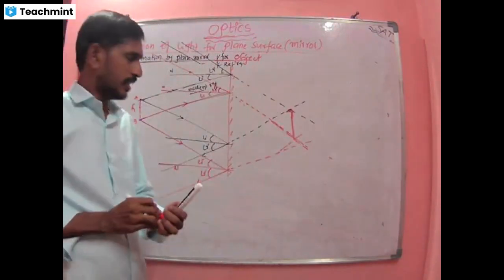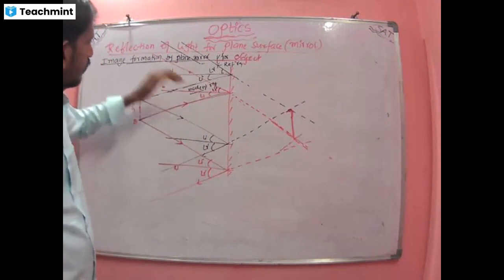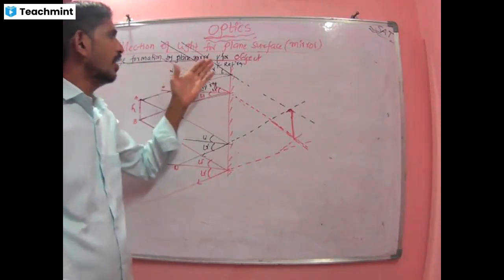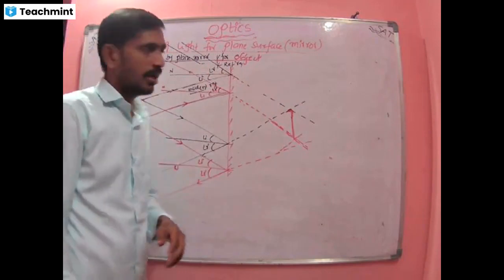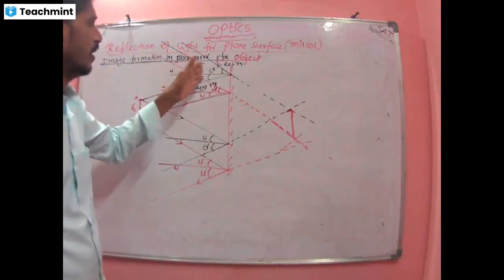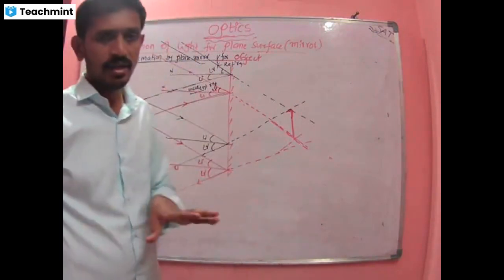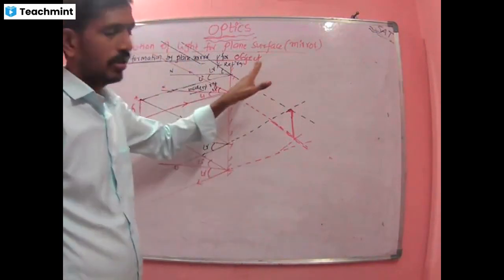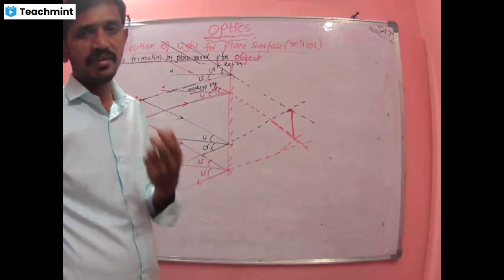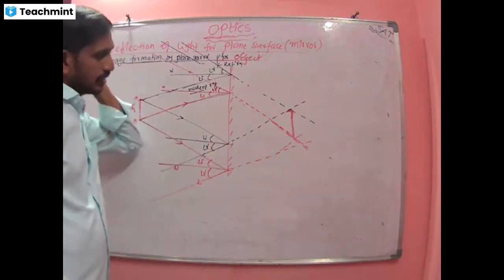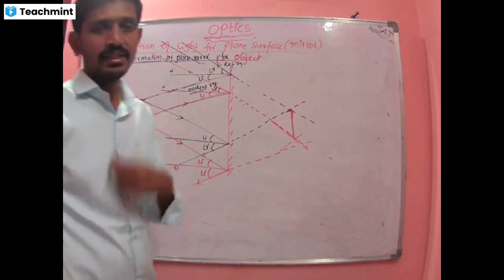Next step. In the examination, you may be asked for image formation by a plane mirror for an object. Draw the ray diagram. This is the ray diagram, the entire ray diagram for the plane mirror, for not a point object but an object having a size of height h. From this analysis, we need to make the characteristics or properties.